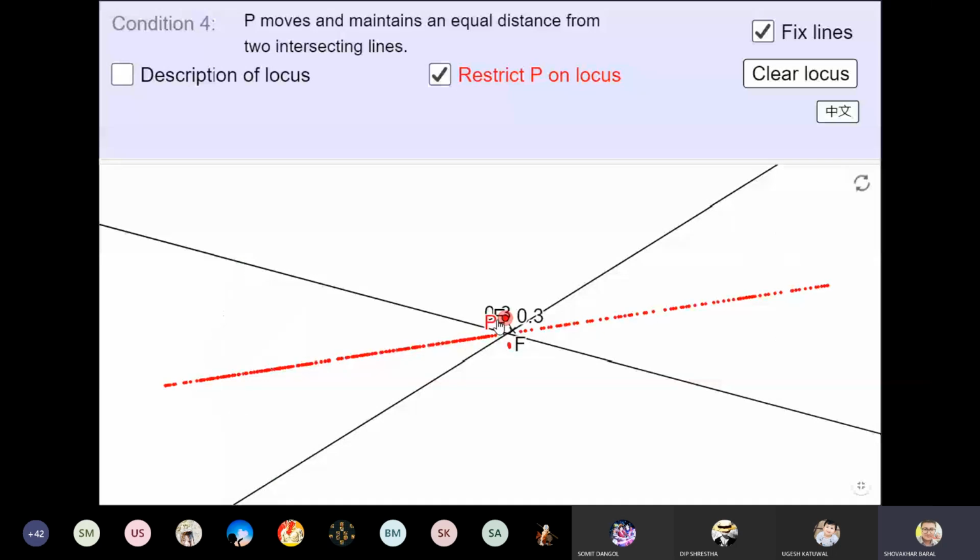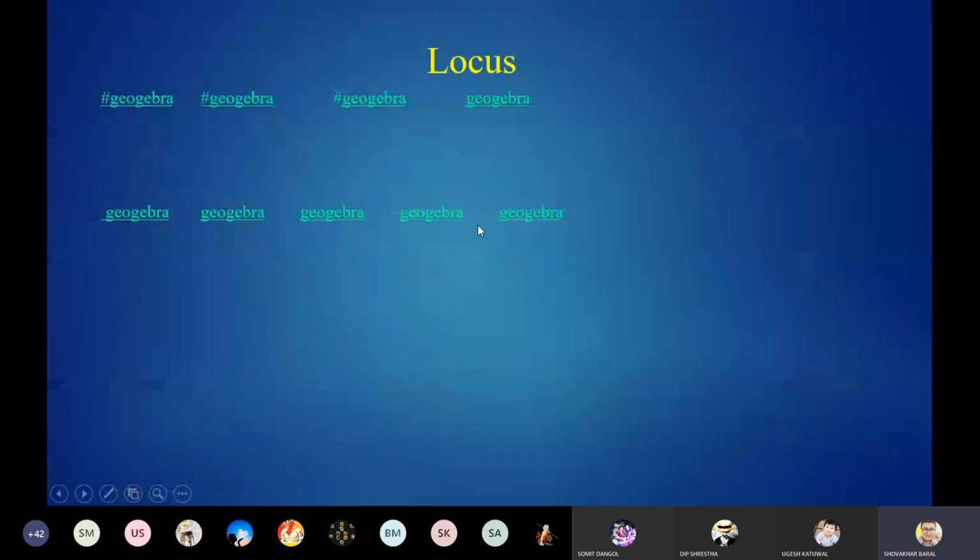Is there another way possible also? Let's see. There is another possibility also. In this case, we can walk this way too, even if there are two intersecting lines. In this case also we have two straight lines, or we need to find two straight lines, two equations of the path. Okay, so these are all the examples of the locus that I have to explain to you. Let me go to the real example.